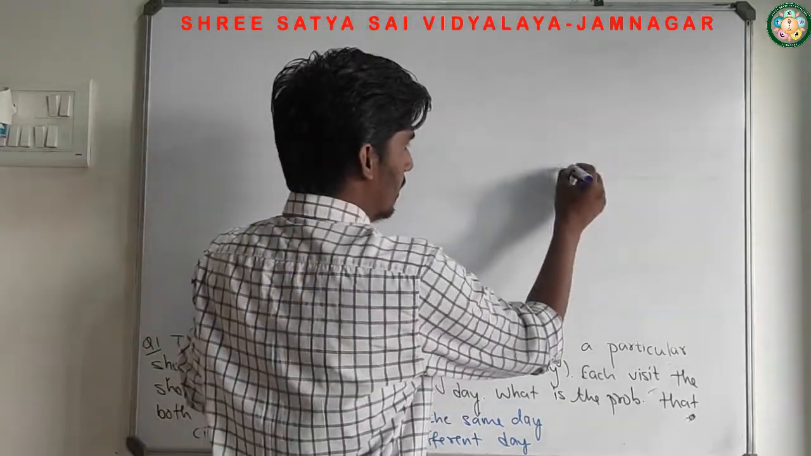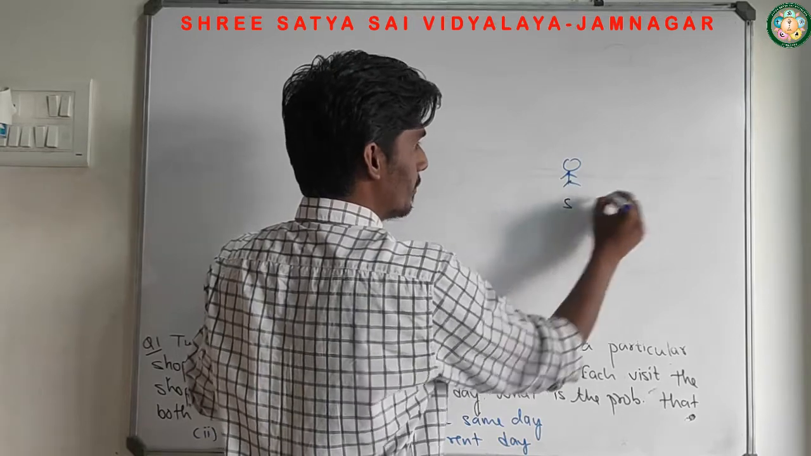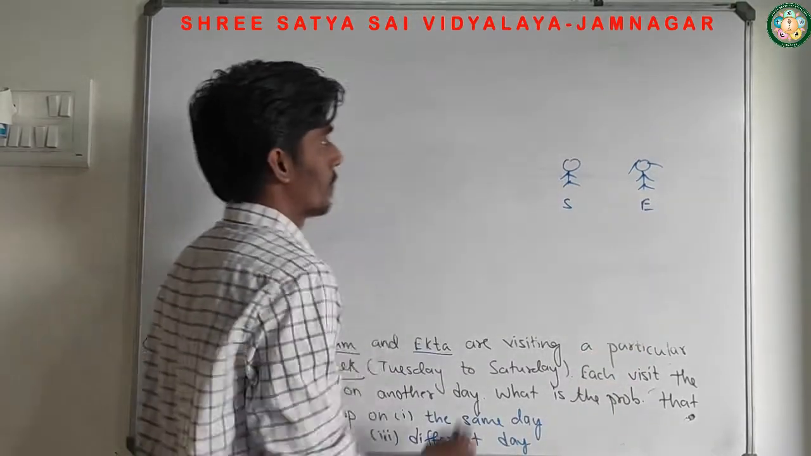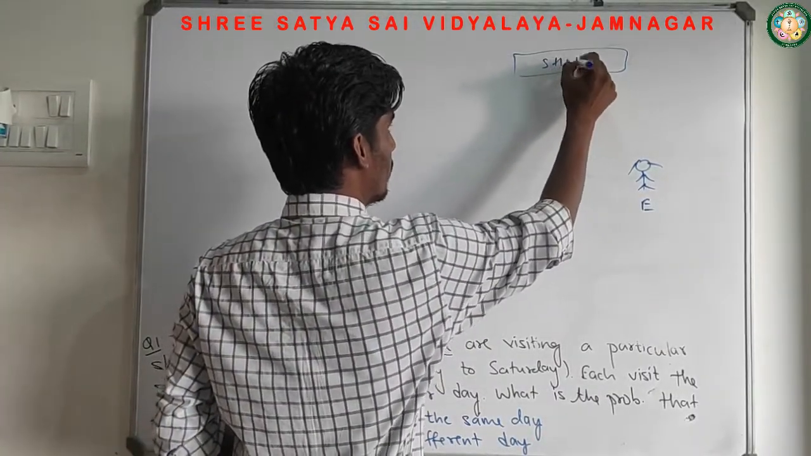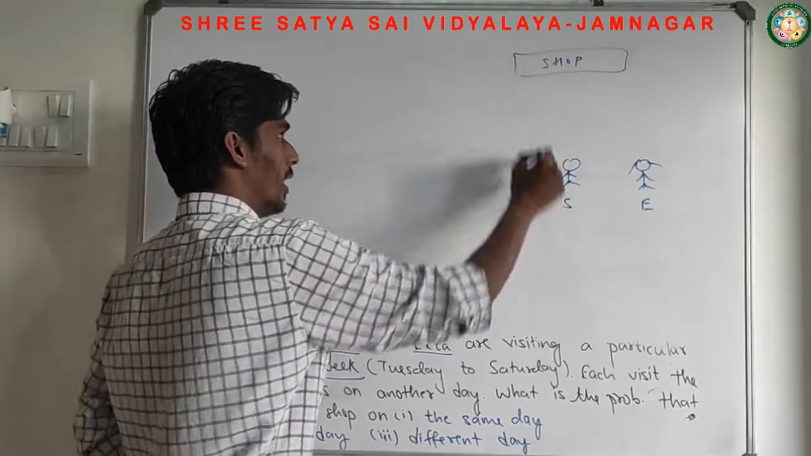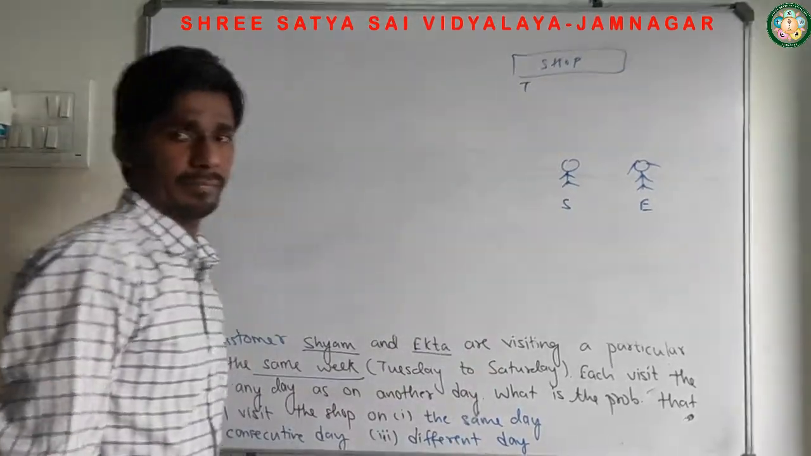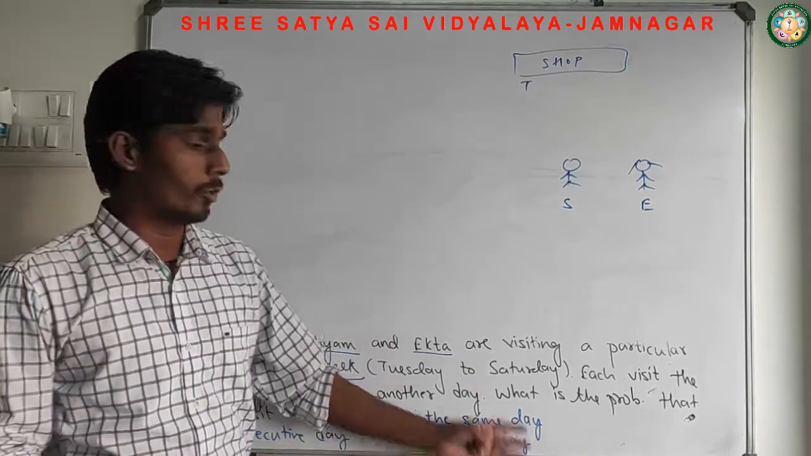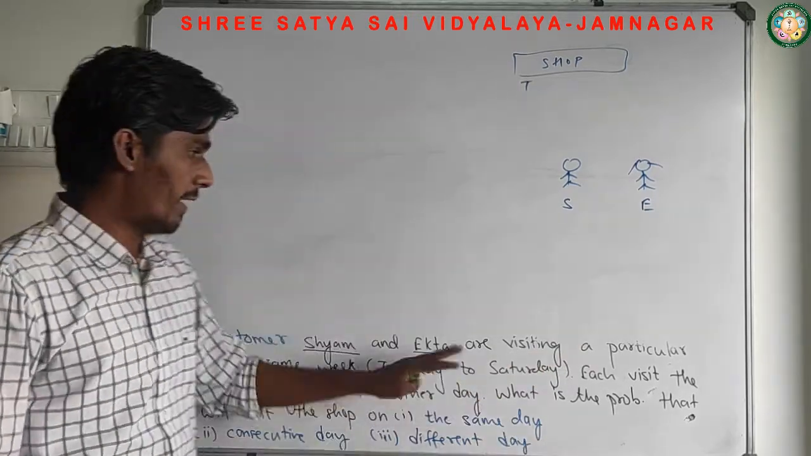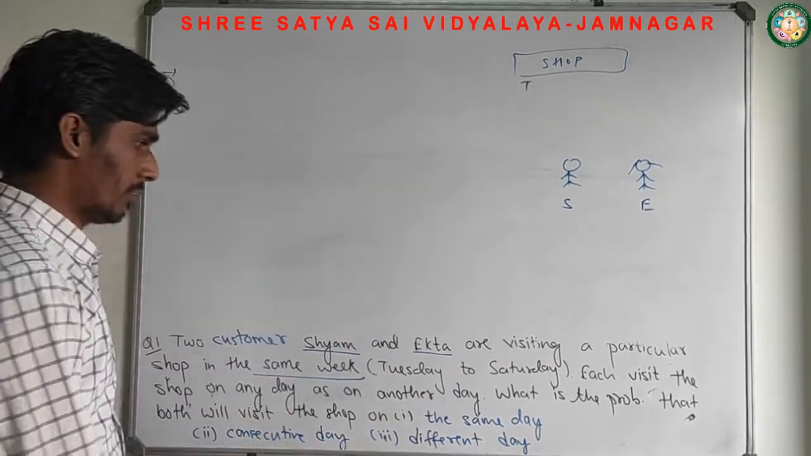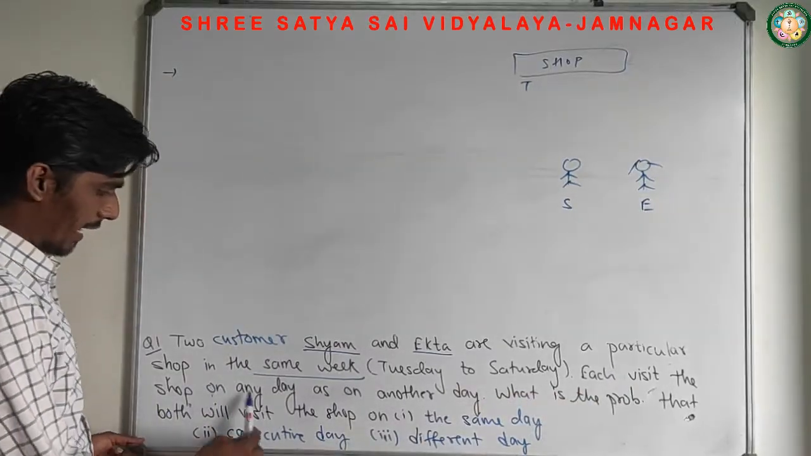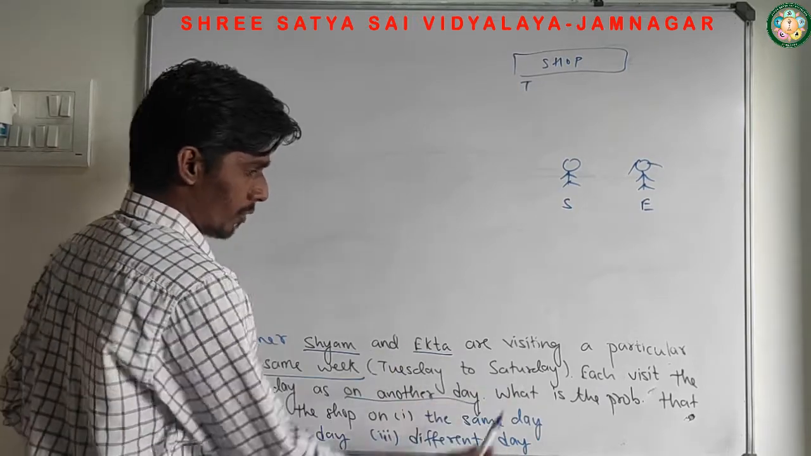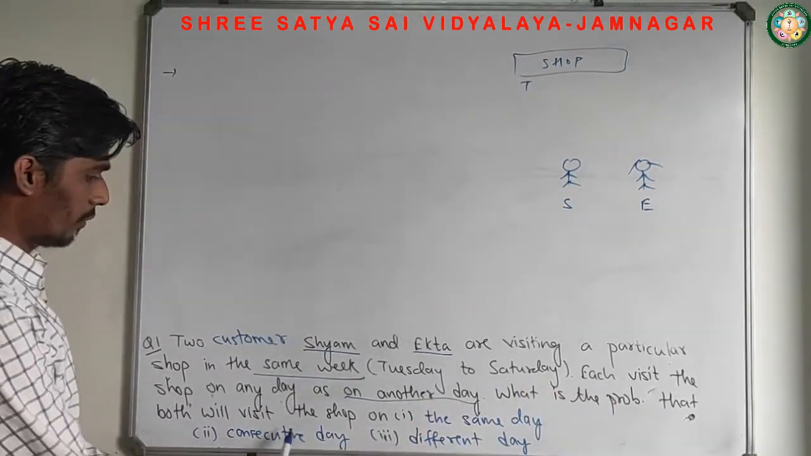So let's take this as Shyam, and say this is Ekta. So this is that shop. Now suppose Shyam went to the shop on Tuesday. From the question, first of all, we have to find out the total outcome. To find the total outcome, we are doing this experiment that each visits the shop on any day or another day, meaning any day from Tuesday to Saturday. What is the probability that both will visit the shop?